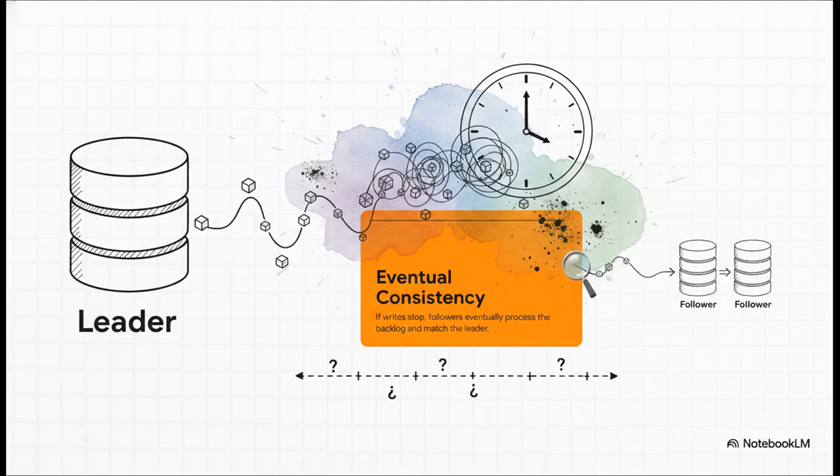This brings us to the core definition of eventual consistency. Basically, it's the guarantee that if all writes to the database suddenly stop, the followers will eventually process their backlog and perfectly match the leader's data. Now, I really want to highlight that this inconsistency is just a temporary state. But remember, the word eventually is a deliberately vague promise. There is literally no strict time limit here. It could be a fraction of a second, or, if the network is really degraded, it could be minutes.